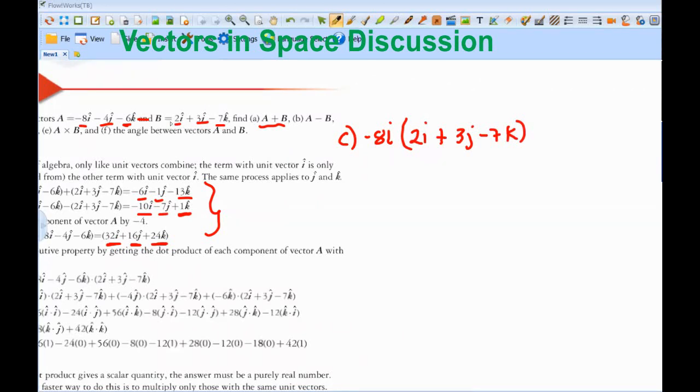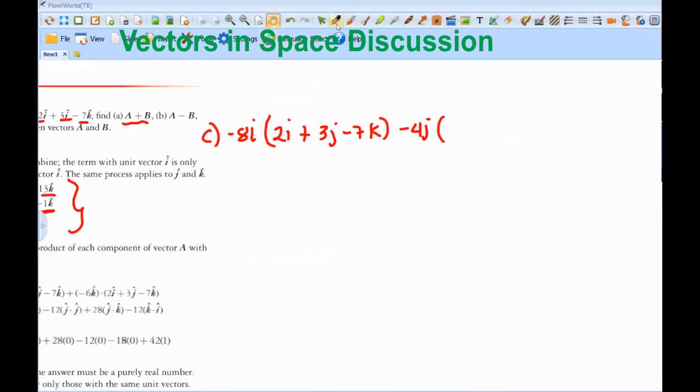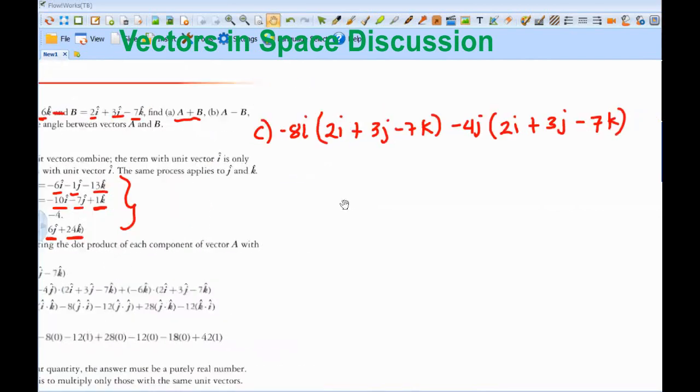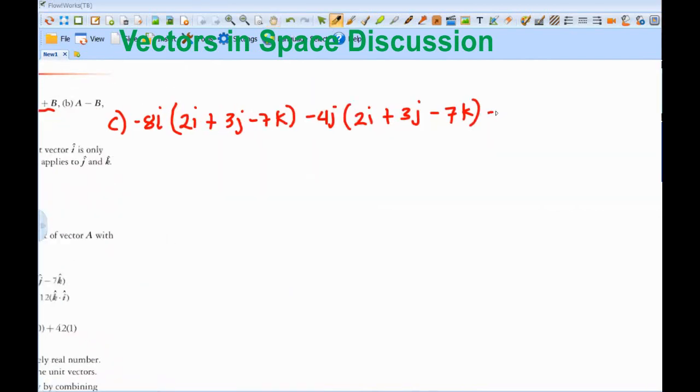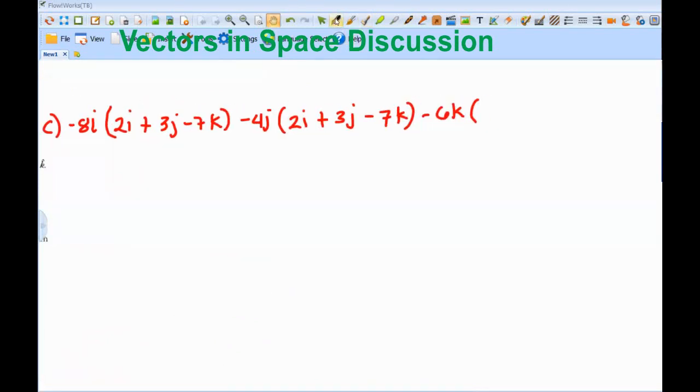Also, negative 4j, you will also multiply to this 2i plus 3j minus 7k. And negative 6k, you will also multiply to this inside, okay? So 2i plus 3j minus 7k. So we'll distribute 1, 2, 3.